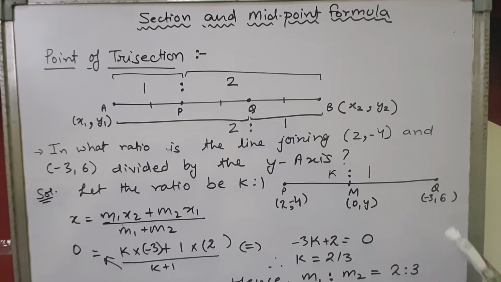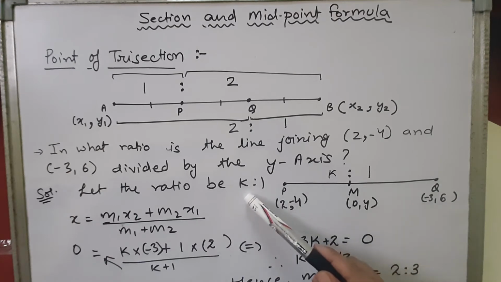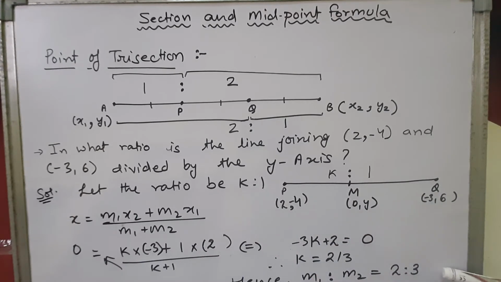And if you put the value of k as 2 by 3 here, we'll get the ratio. The ratio m1 is to m2 is 2 is to 3. That means we can say that the ratio in which M divides the line joining PQ is 2 is to 3. Alright children, please note down the solution.